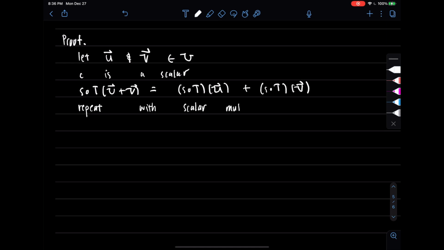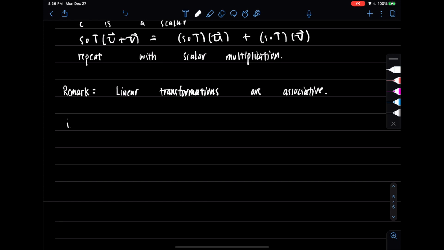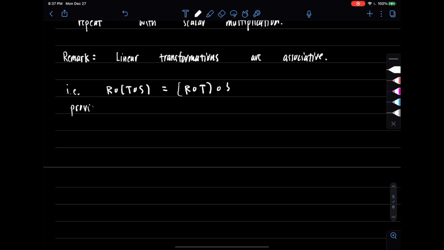As I said previously, this is a very common proof for this kind of application. And so basically the final remark of this video is that linear compositions are also associative, provided that the compositions make sense. Basically, if the domains fit the ranges.